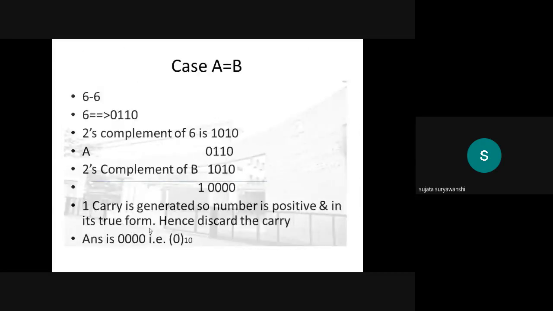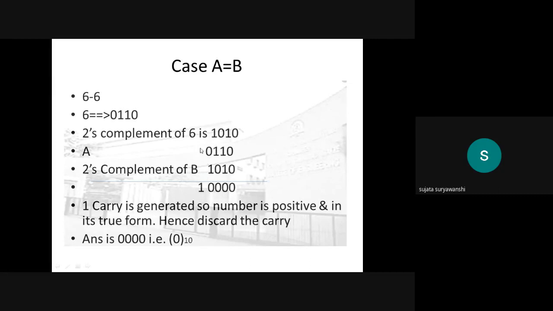Now we'll see the next case, that is, if both numbers are the same and you are supposed to subtract 6 from 6. Again find out the magnitude of 6. 6 can be shown by 0110. Now find the 2's complement of 6: start with the LSB, 0, 1, and alter the remaining bits, that is 1, 0. Means 1010 is the 2's complement of 6. Then add this to 6, whose magnitude is 0110. 0 plus 0, 0. 1 plus 0, 1. 1 plus 1, 0, carry 1. 1 plus 1, 0, carry 1.